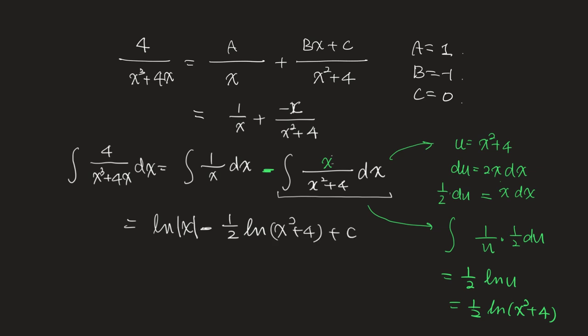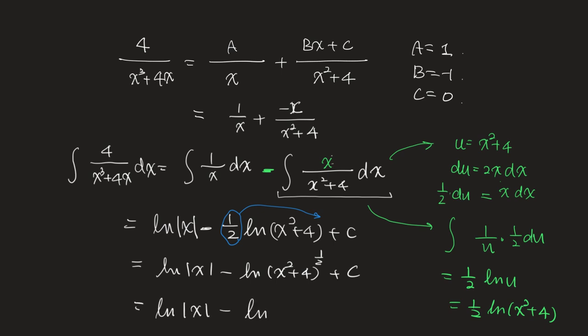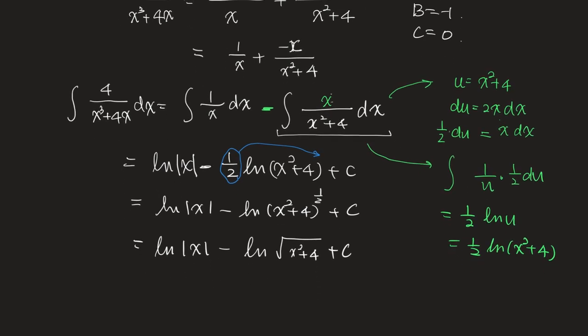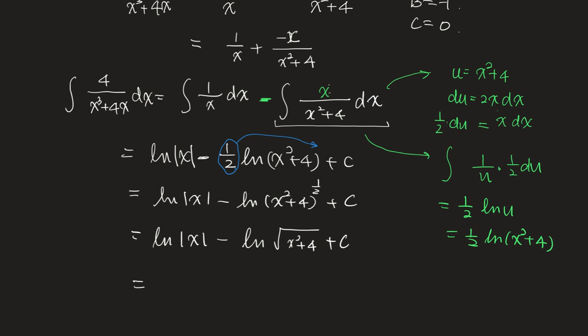I forgot the absolute value. Now after this, you're going to put it together. How can you put it together? Can you see this 1/2? Go up the power. So this one is ln absolute value of x minus ln square root of x squared plus 4 plus c. Do it one more time using the property of log: ln absolute value of x over the square root of x squared plus 4, plus c.